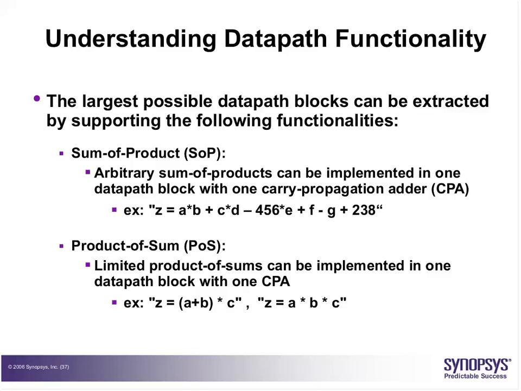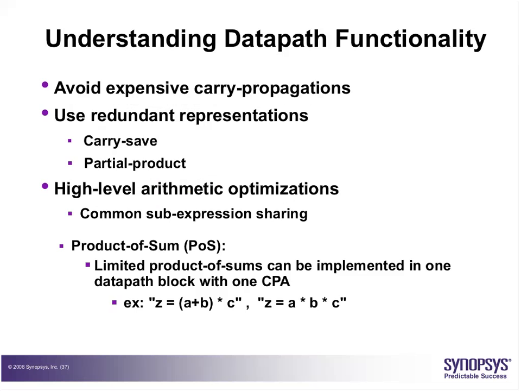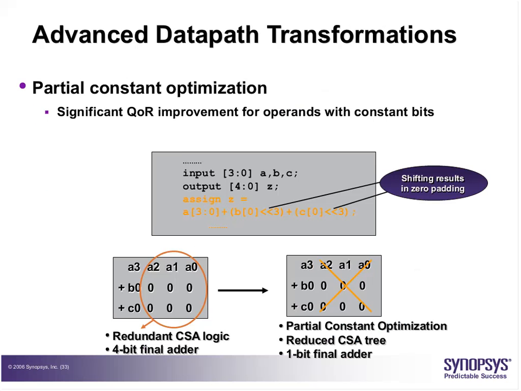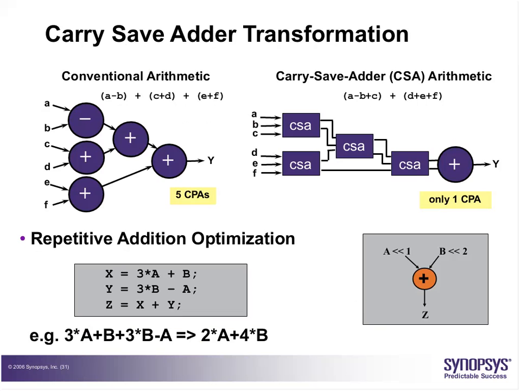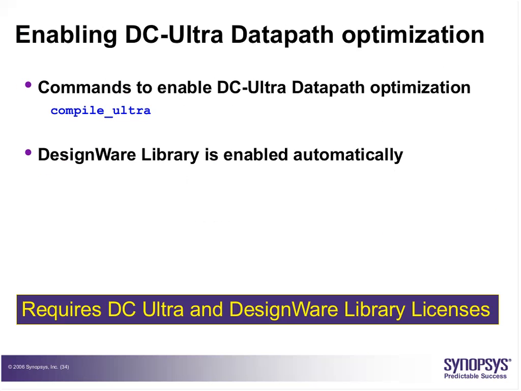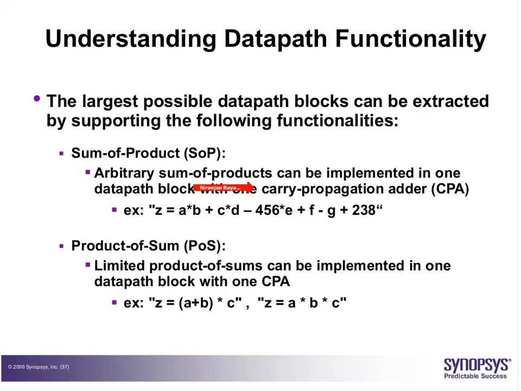So what it will do is employ the addition technique we saw earlier, and make sure that it will need only one CPA in the final stage to implement it. Otherwise, all other points would be redundant, they will be partial expressions. So, in one data path block with one CPA. Again, product of sums limited can be implemented in one data path block with one CPA.